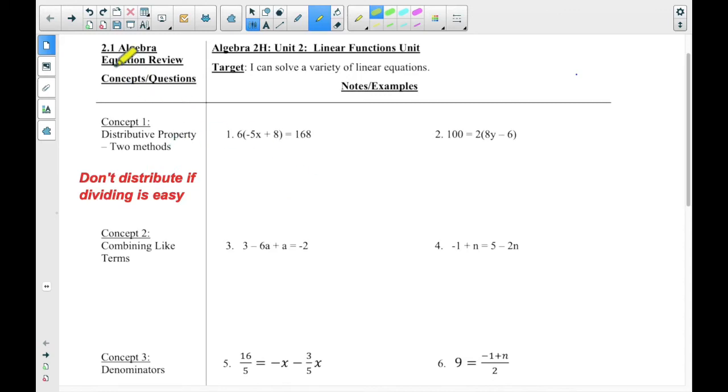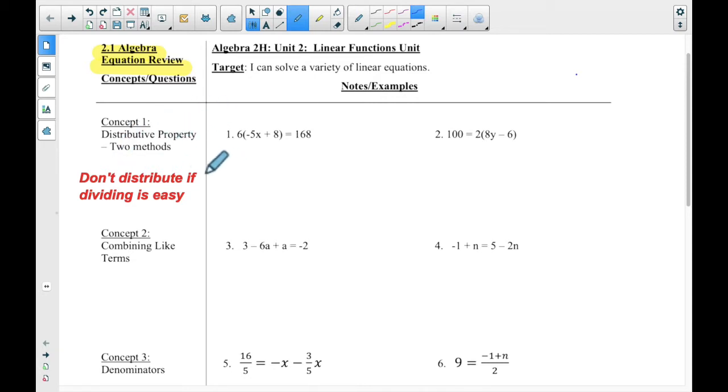Hi everybody. This video today we're going to talk about basically an equation review. I know you all know how to solve equations, so I'm just going to touch on some of the more, I don't know, complicated parts maybe that people have. So I'm going to start off with distributive property.